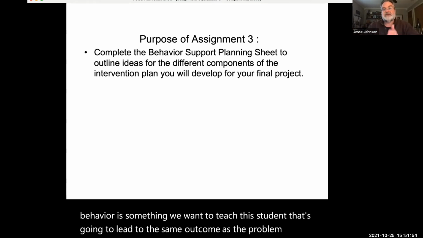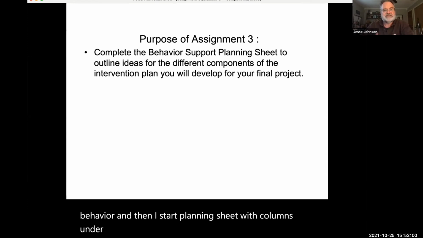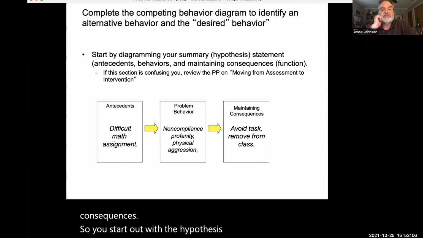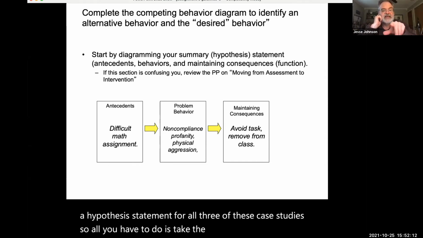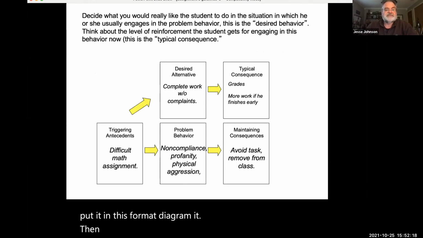And then I start a planning sheet with columns under antecedents, alternative behaviors, and consequence procedures. So we start out with the hypothesis statement. You've got a hypothesis statement for all three of these case studies. So all you have to do is take the hypothesis statement and put it in this format, diagram it. Then you branch out. And what's the desired behavior?